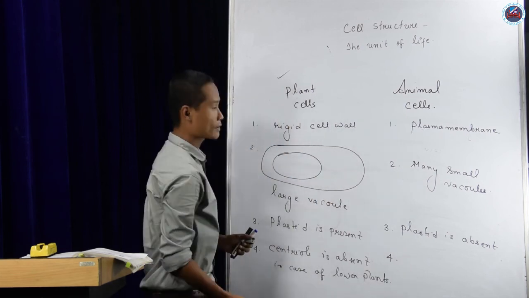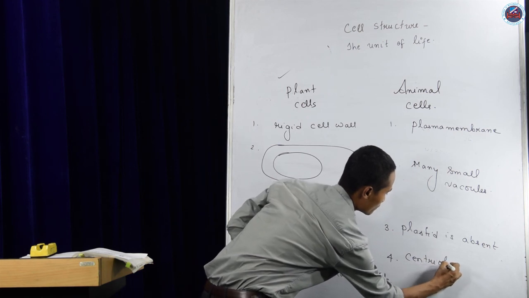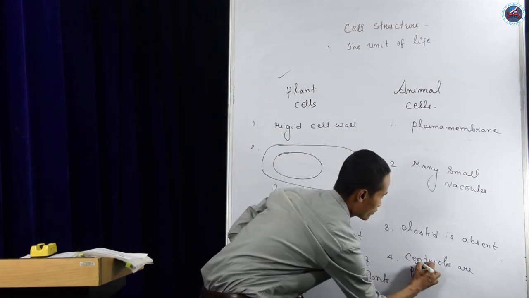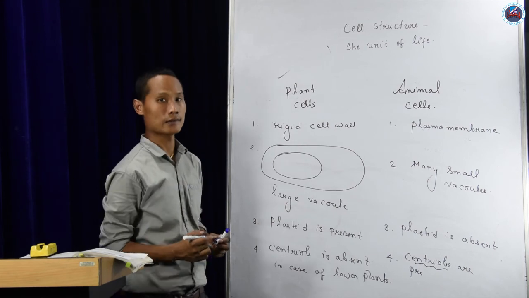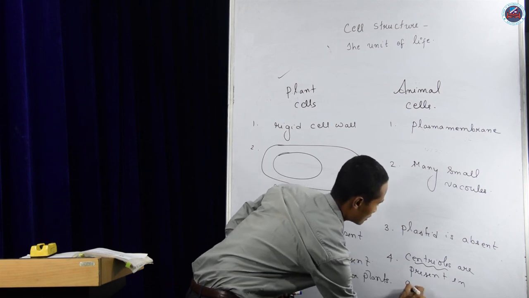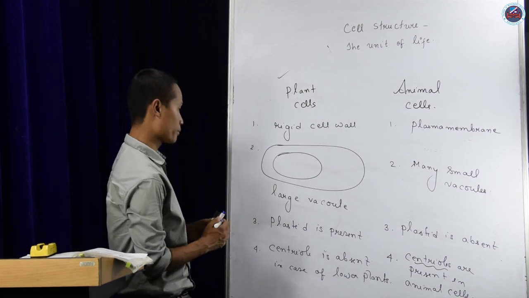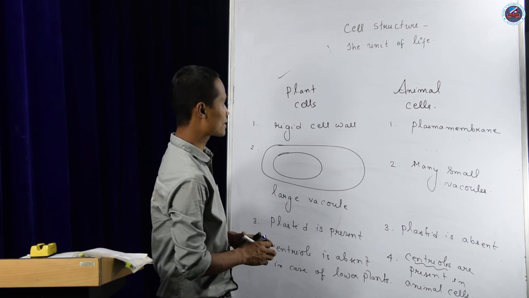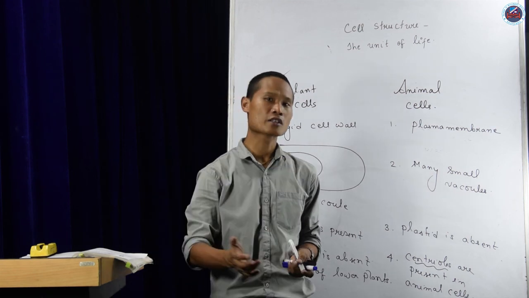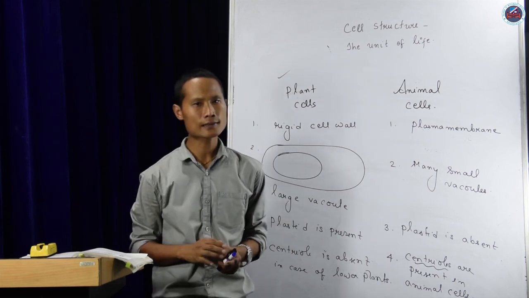As I said already, centrioles are present in animal cells. This is a very important cell organelle, which is needed in the cell cycle. So these are some of the basic differences between plant cells and animal cells. In the next class, we're going to discuss the different kinds of cell organelles found in plant cells and animal cells with their functions.